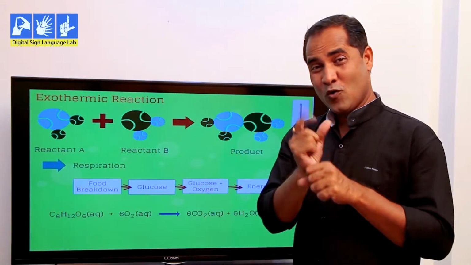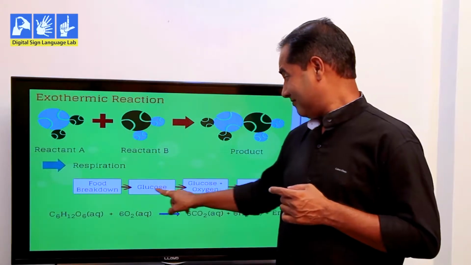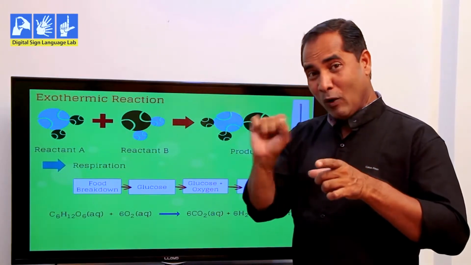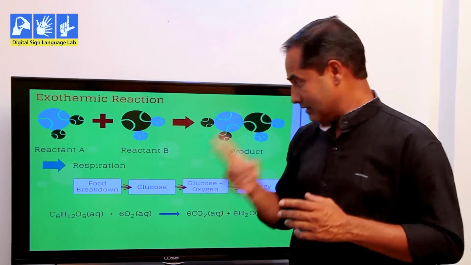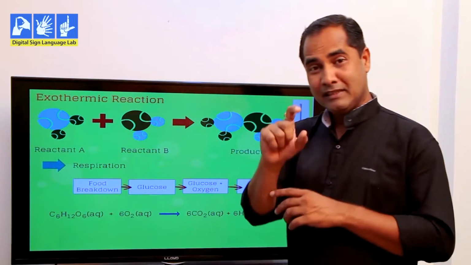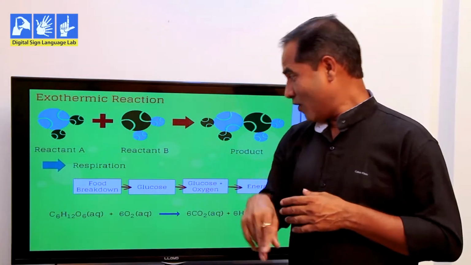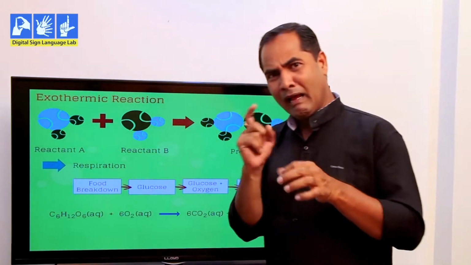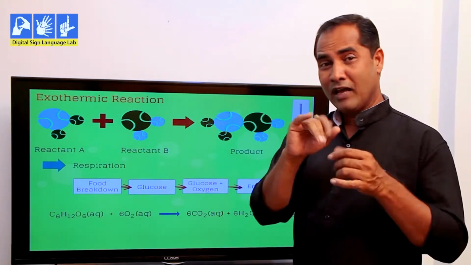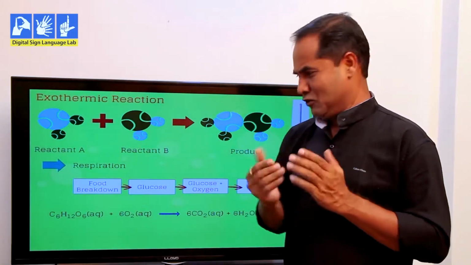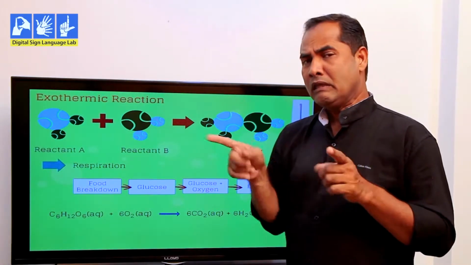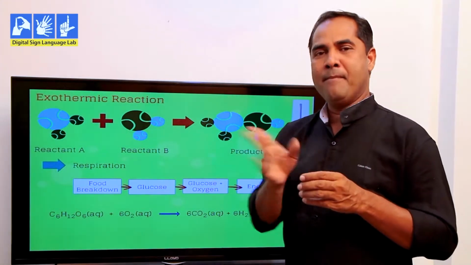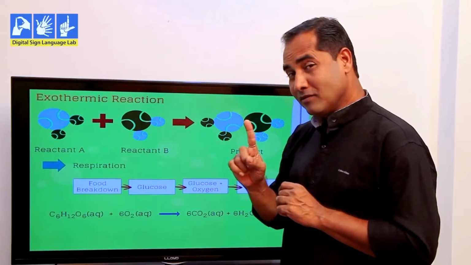Now I want to show you something very interesting. You all know about glucose, the thing that you mix in water. But do you know its chemical name? It's C6H12O6. What in bracket you see AQ. We've already learned about solid, liquid, and gas. Similarly, AQ means aqueous solution. That means it has water in it.